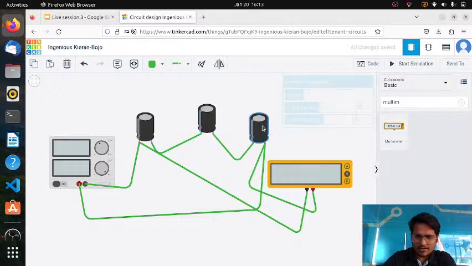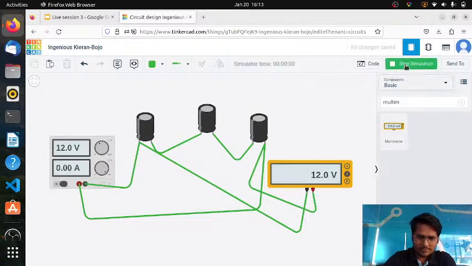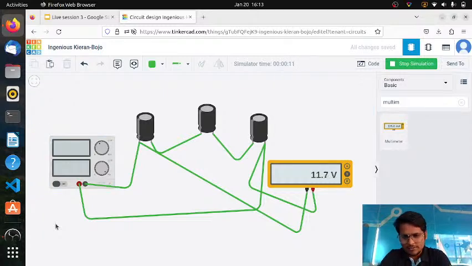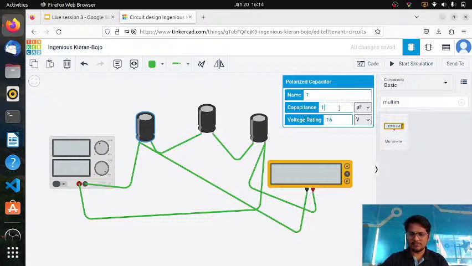10 microfarad, and this one also 10 microfarad. Now let's observe again. So it's on. Let me turn off. 11.9, 11.8. So you can see the discharging time is increased. Now you can see it is discharging faster than the previous one. But if the value will be 1 microfarad, it will discharge very fast. So totally it is dependent on the capacitance.